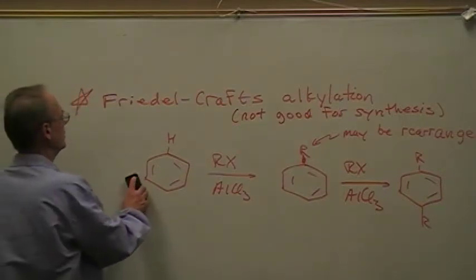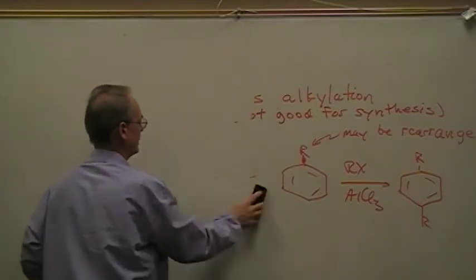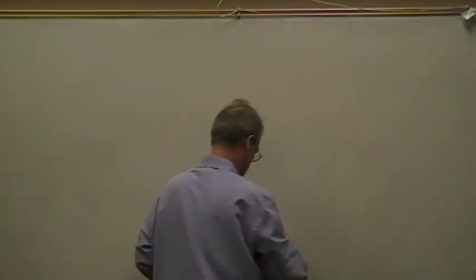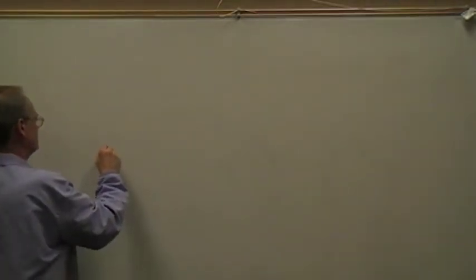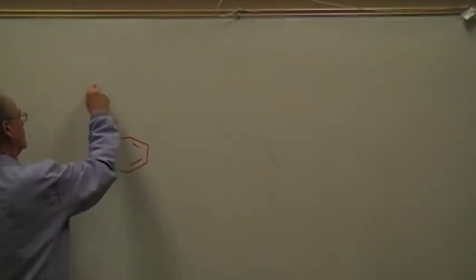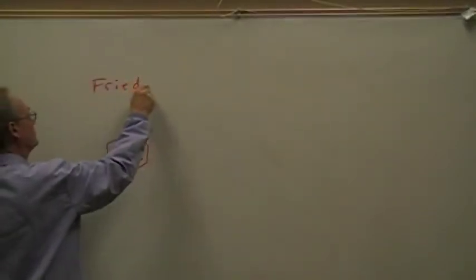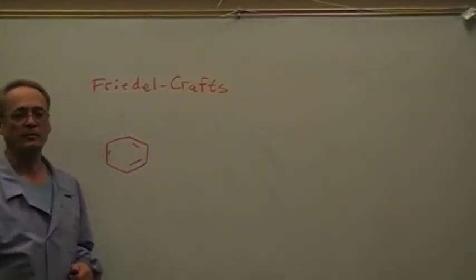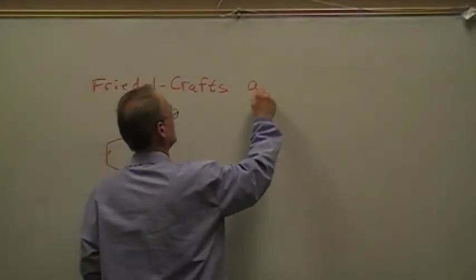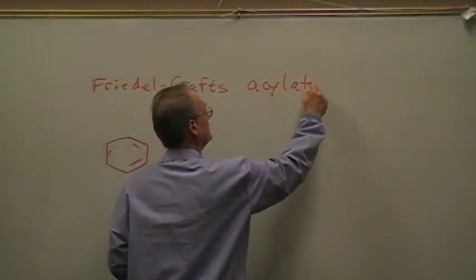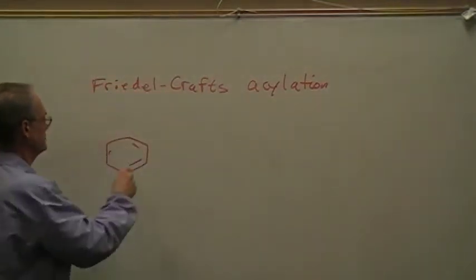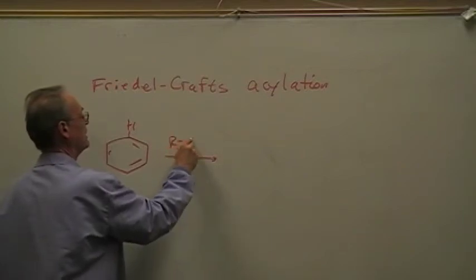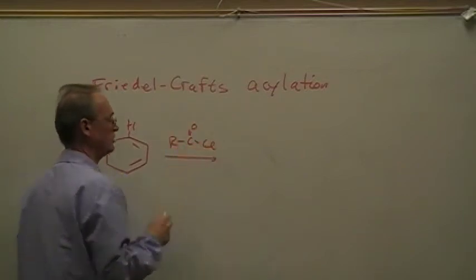Okay, then let's learn our fifth electrophilic substitution reaction. And this is also called Friedel-Crafts. So the people who developed the Friedel-Crafts alkylation also developed the Friedel-Crafts acylation, which is the reaction we're learning now. Similar type of reaction, a benzene ring with a hydrogen. We're going to add now, not an alkyl halide, but an acyl chloride.